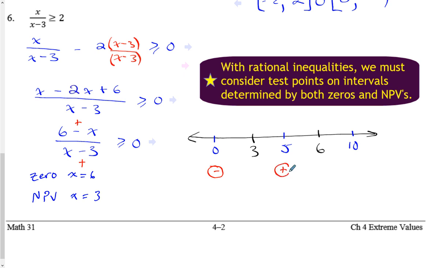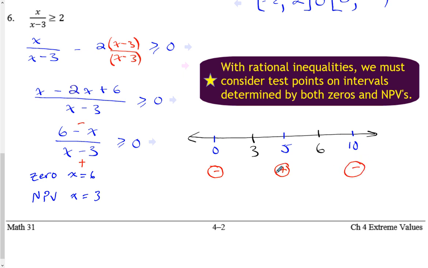And then let's plug in the 10. 6 minus 10 will be a negative. 10 minus 3 will be a positive. Negative divided by positive gives me negative. So I'm negative in this interval.